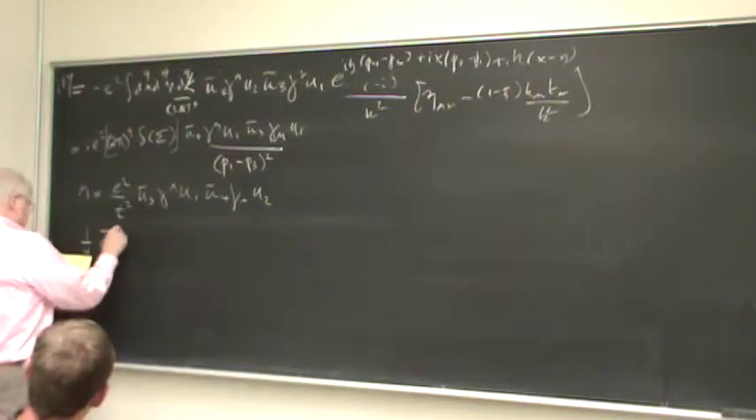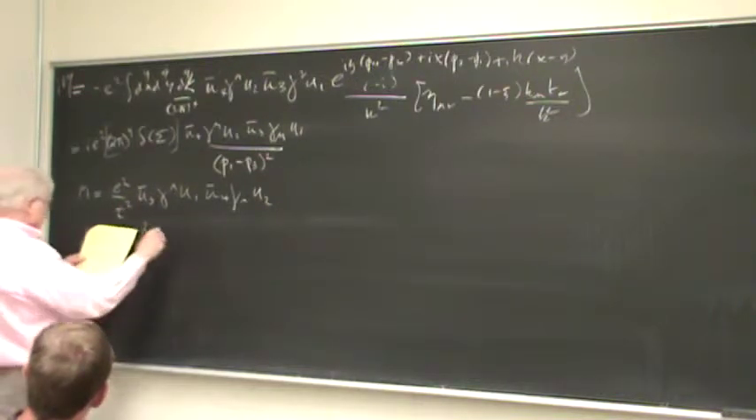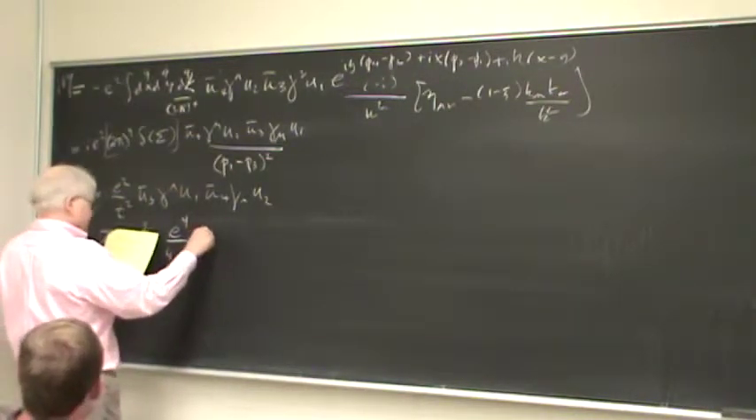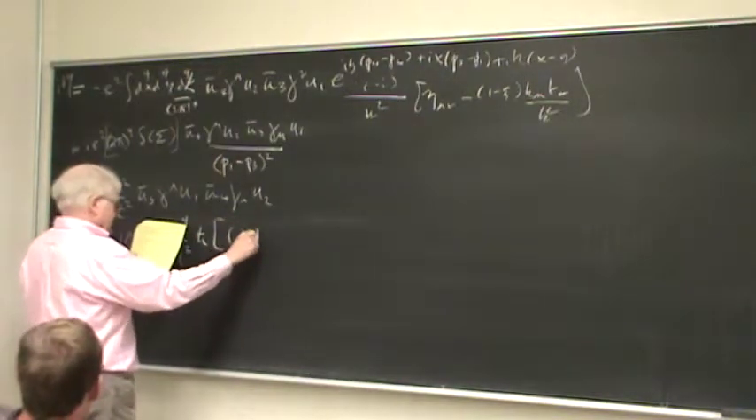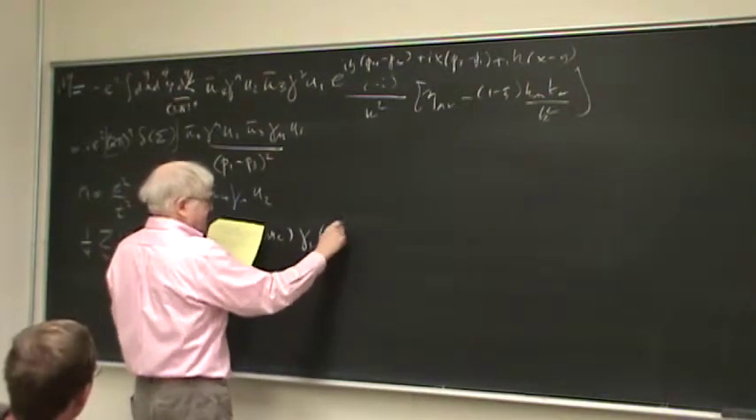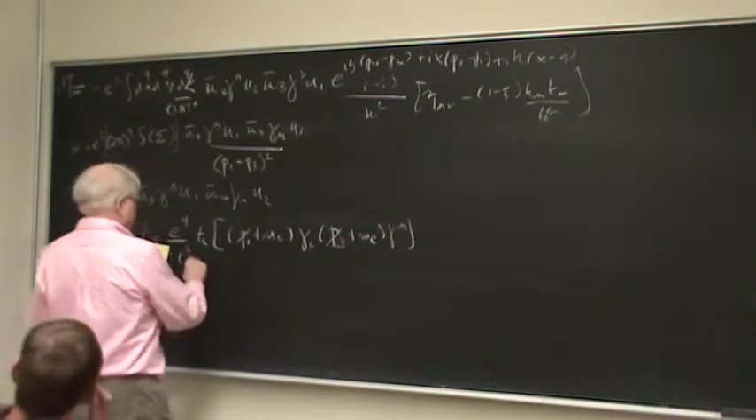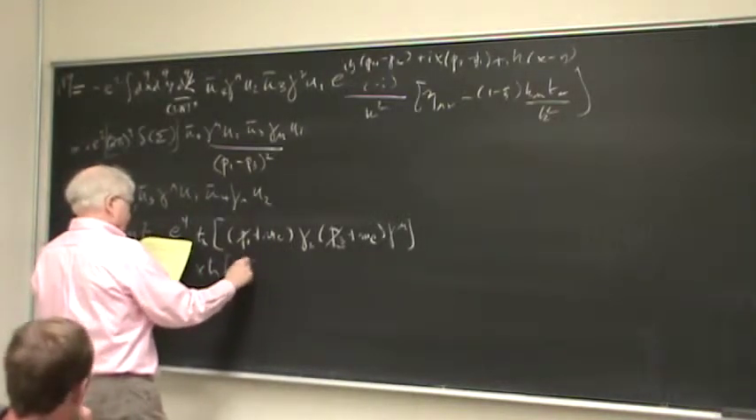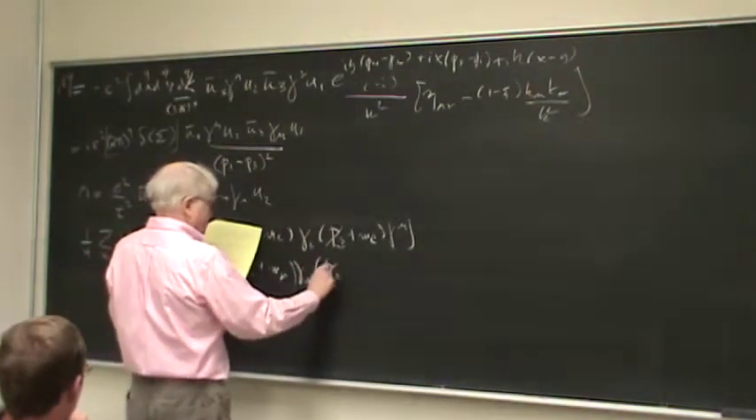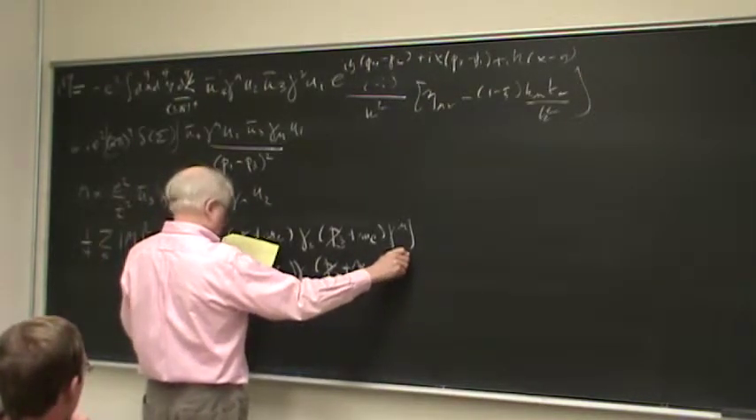one-quarter sum over spins of the amplitude squared in this case is very similar to what we had before. It's e^4 over 4t squared, trace of (p1 slash plus m_e) γ^ν (p3 slash plus m_e) γ^μ, and now times the trace of (p4 slash plus μ) γ_μ (p2 slash plus μ) γ_ν. Okay.